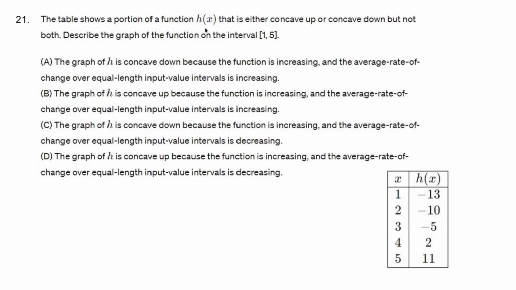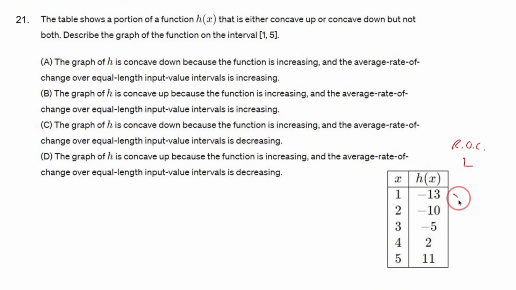Hope this helps. The table shows a portion of function h of x that is either concave up or concave down, but not both. Describe the graph of the function on the interval 1 to 5. So here we go. We have our graph between 1 to 5, and it's telling us it's going to be concave up or concave down. So what I'm going to do is find the rate of change, which gives us the average rate of change. When you're finding the linear stuff here, you're finding the regular rate of change.